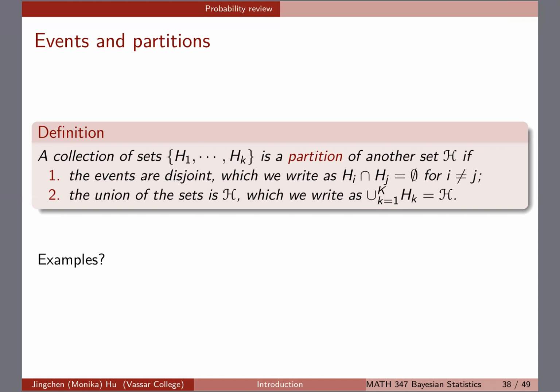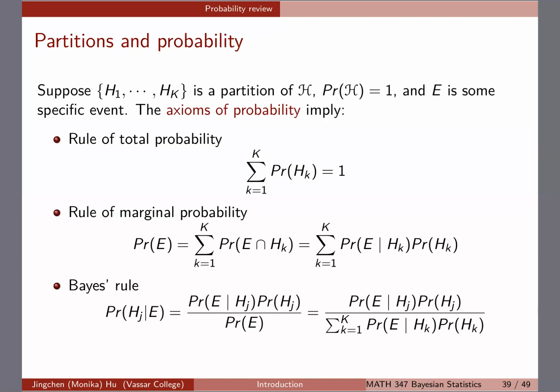You can see that partitions are particularly important in Bayesian inference. You need to have a partition first, otherwise the law of total probability wouldn't even work. All right, so there are 3 rules of probability, and for us, the most important 3 are here.